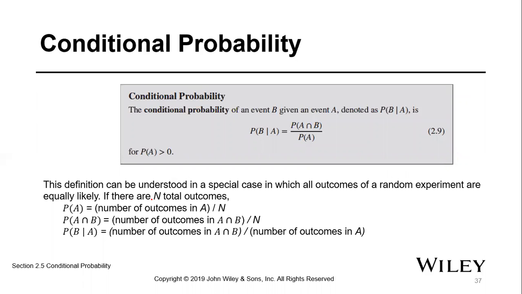So that gives us this formula right here. Conditional probability is calculated as the probability of B given A is the probability of A intersection B over the probability of A. So the probability of A is the chances of A occurring. A intersection B is the number of outcomes in A intersection B over N. And so the probability of B intersection A is given right up here.